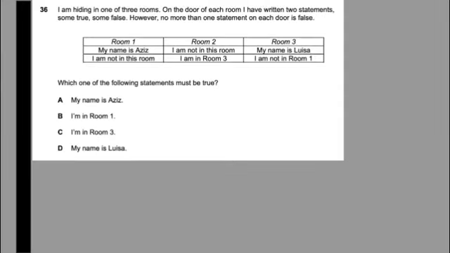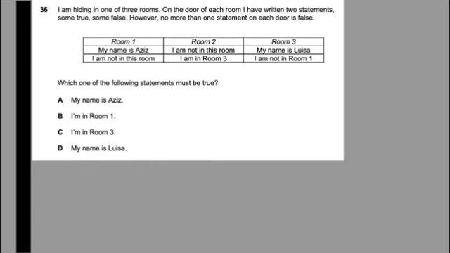For this question, you just need to spot a key clue. If the statement "I am not in this room" on the door of room 2 was false, then both of the statements on that door would be false, so this means that I either have to be in room 1 or in room 3. Now if I was in room 1, then the second statement of room 1 would be false, so my name must be Aziz. But if that was true, then both statements on room 3 would be false, so this means I can't be in room 1. Therefore, the answer is option C.